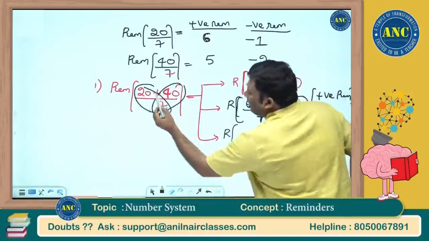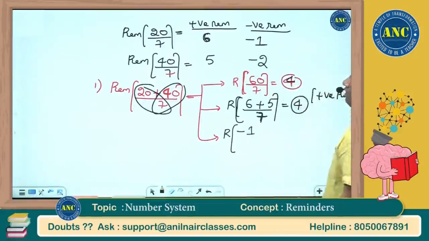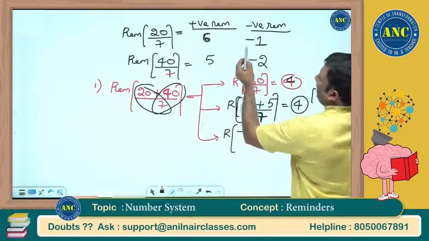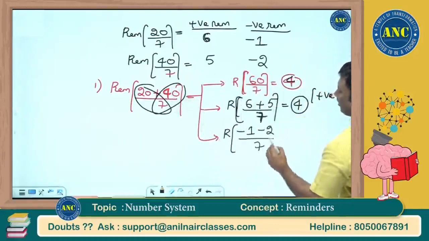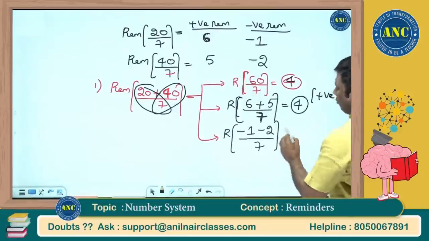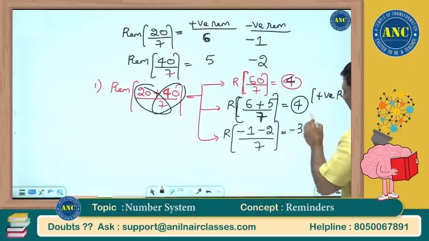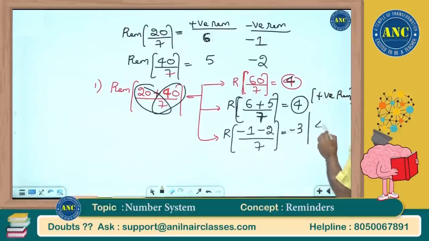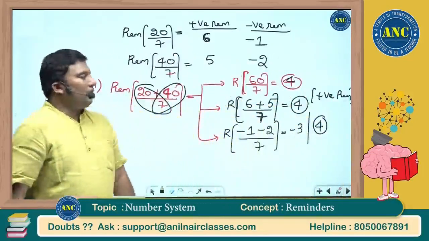Negative remainder. 7 3s are 21. Negative remainder is minus 1. 7 6s are 42. Negative remainder is minus 2. Minus 1 minus 2. Negative remainder is minus 3. Whenever you get the negative remainder, add it with the denominator to get the positive remainder.